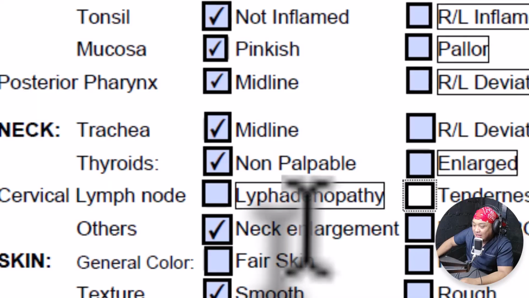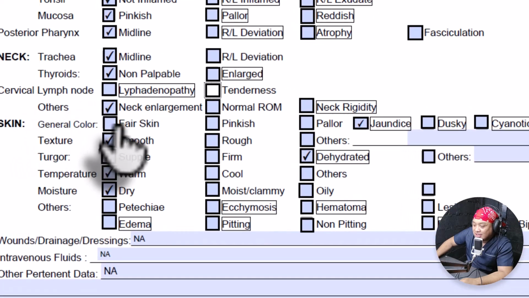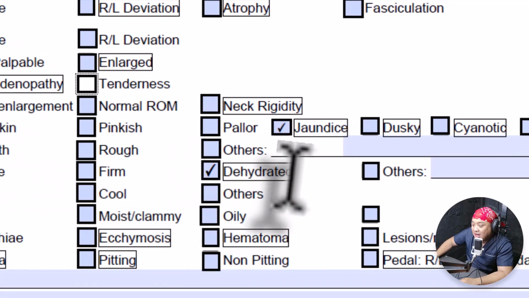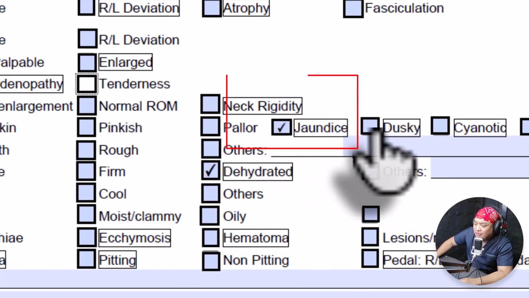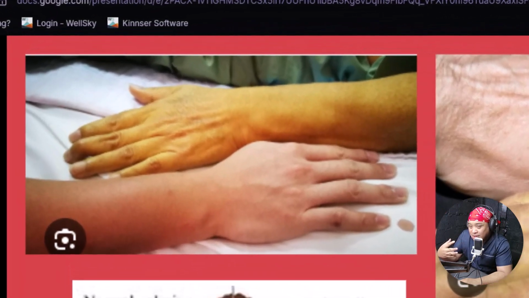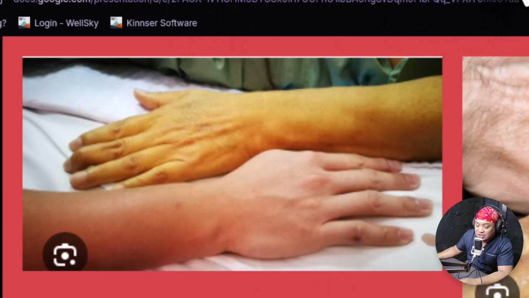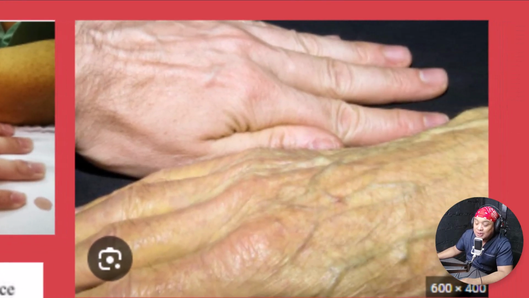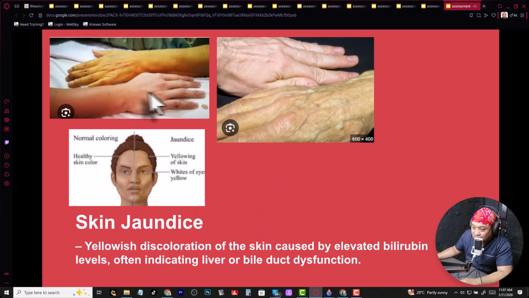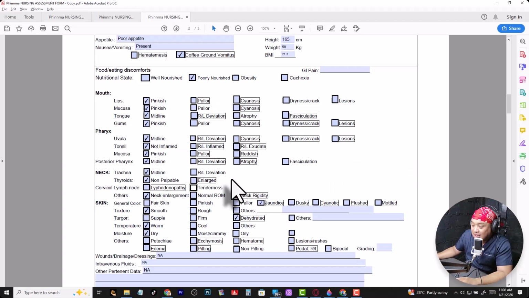Next we have the skin. So I'm gonna put there, since this is a leptospirosis case, I'm gonna indicate here jaundice. So to give an idea how jaundice looks like. We already heard about jaundice, but it's something to do with yellow. Okay, so skin jaundice is a yellowish discoloration of the skin caused by elevated bilirubin levels, often indicating liver or bile duct dysfunction. So makikita mo dito yung normal and ito yung nag-yellow because of the increase of bilirubin.